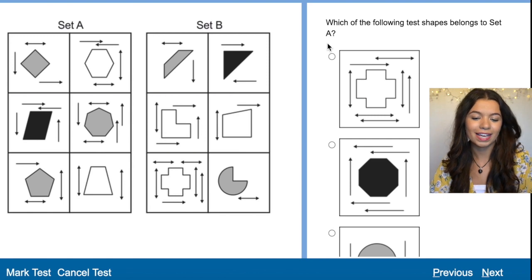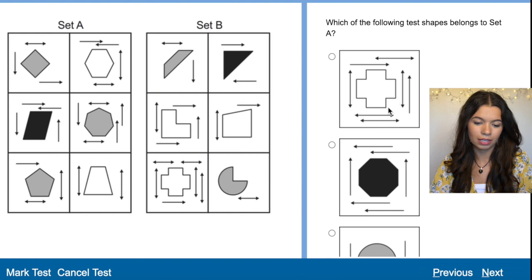So which of the following test shapes belongs to set A, which we said the rule for that was that the number of arrowheads was equal to the number of sides. So let's see this option here. 1, 2, 3, 4, 5, 6, 7, 8, 9, 10, 11, 12. And this is a 1, 2, 3, 4, 5, 6, 7, 8, 9, 10, 11, 12. So this could be an option.